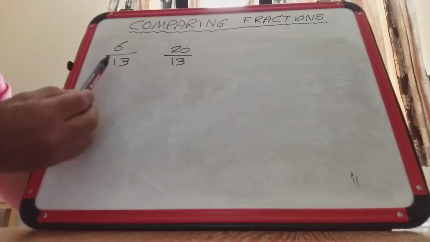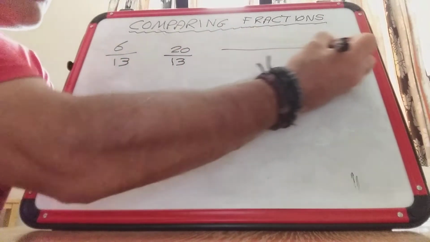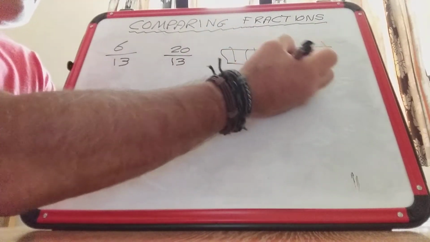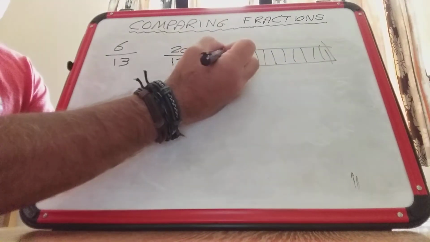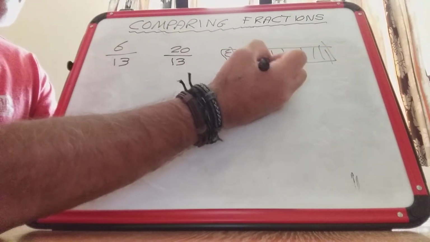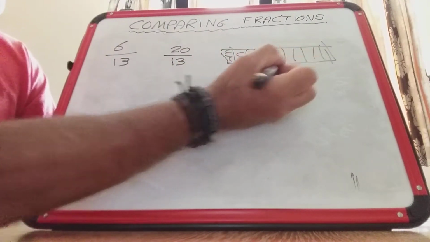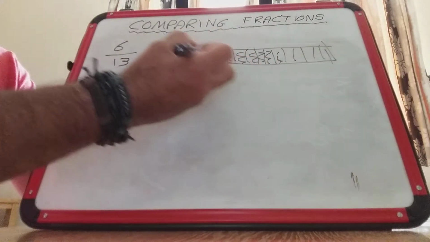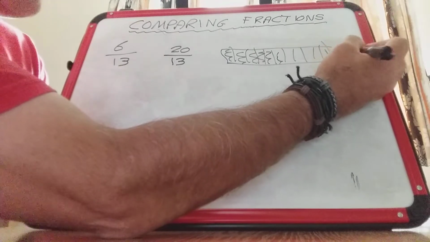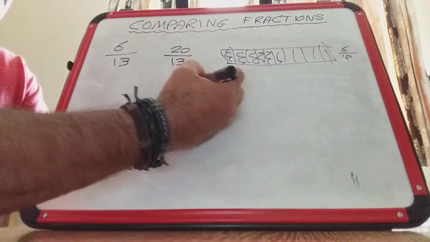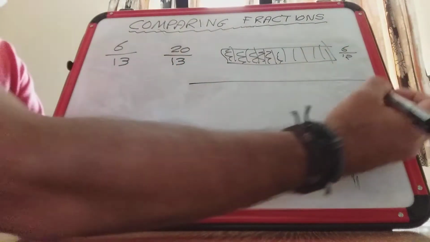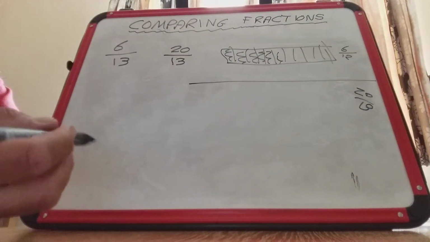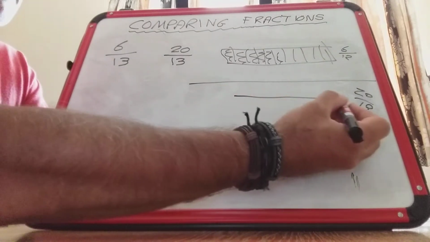Now, 6/13. If you want, you could start off with a rectangle and divide it up into 13, and then shade in 6: 1, 2, 3, 4, 5, 6. So 6/13 is this, and then I'm going to draw a line here so we don't get mixed up. 20/13. Now already some of you might be thinking, well, 20/13, that's weird.